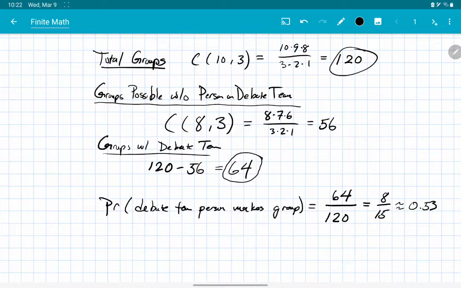Any questions about how I computed this problem? Okay, these are a little bit tricky. These are not easy.